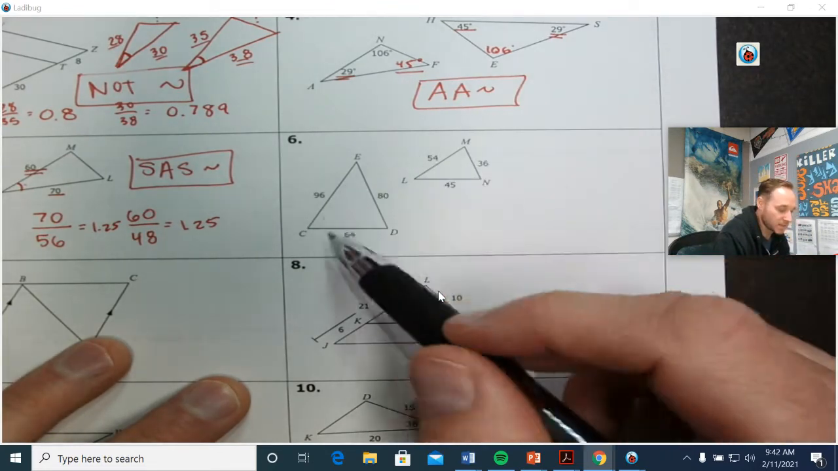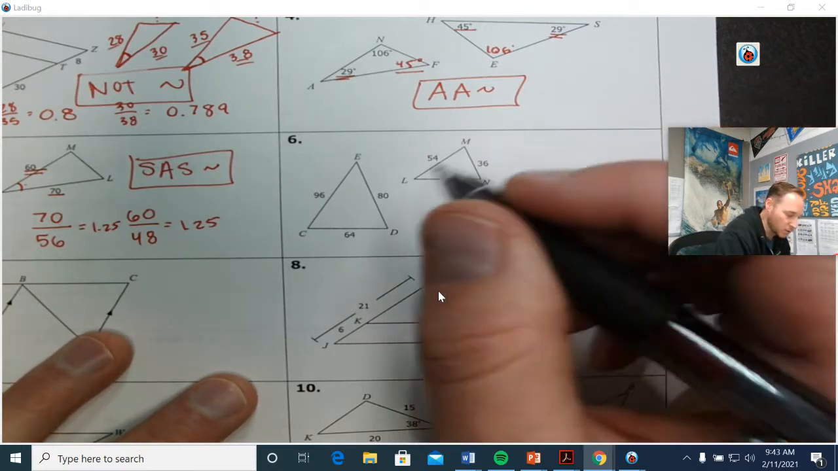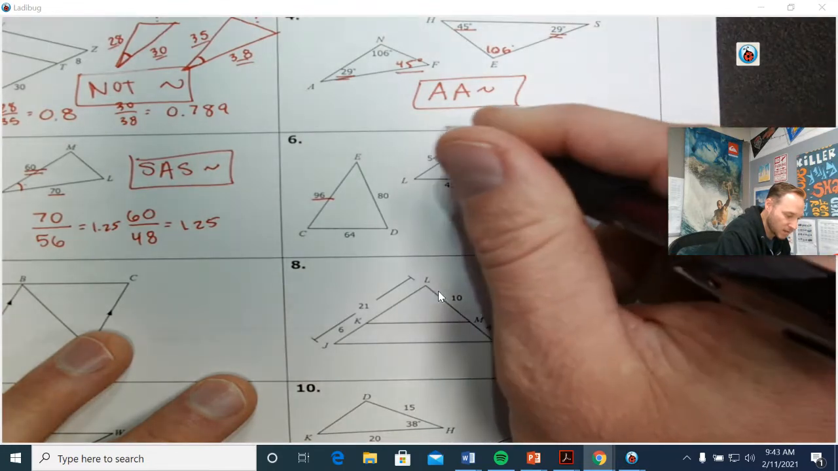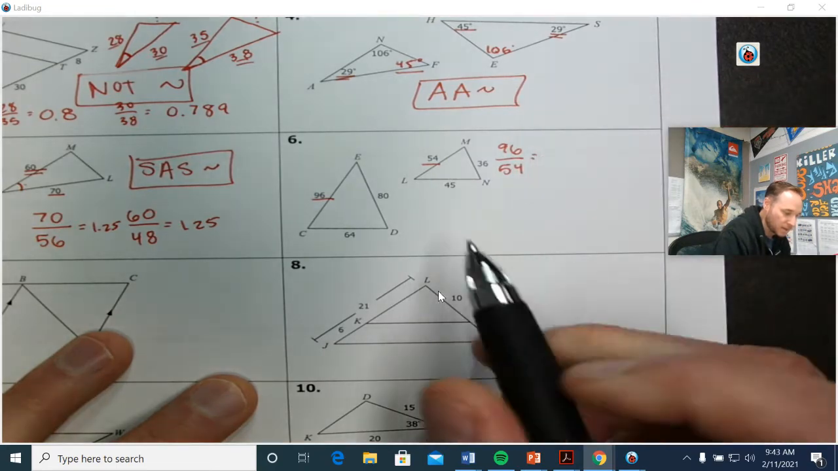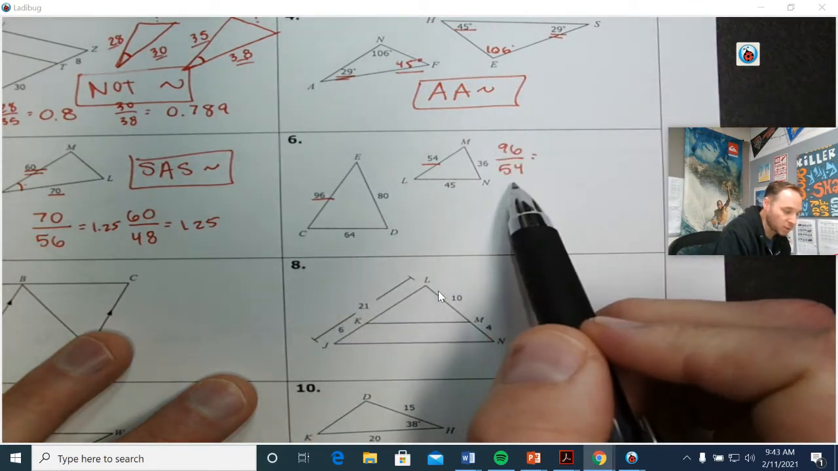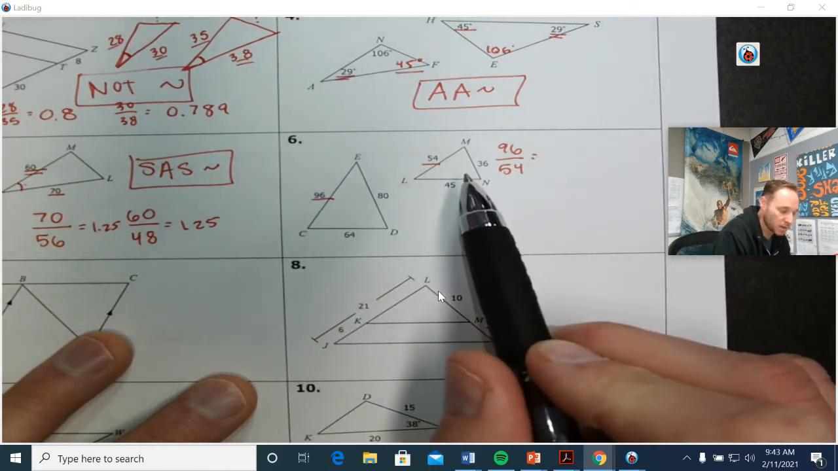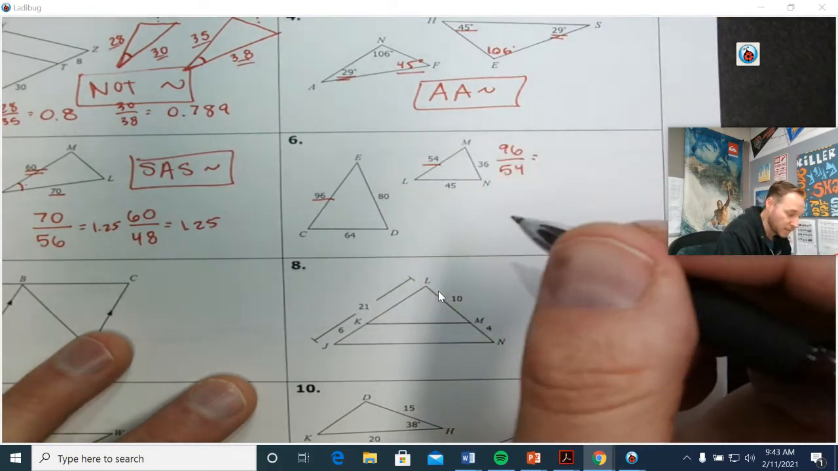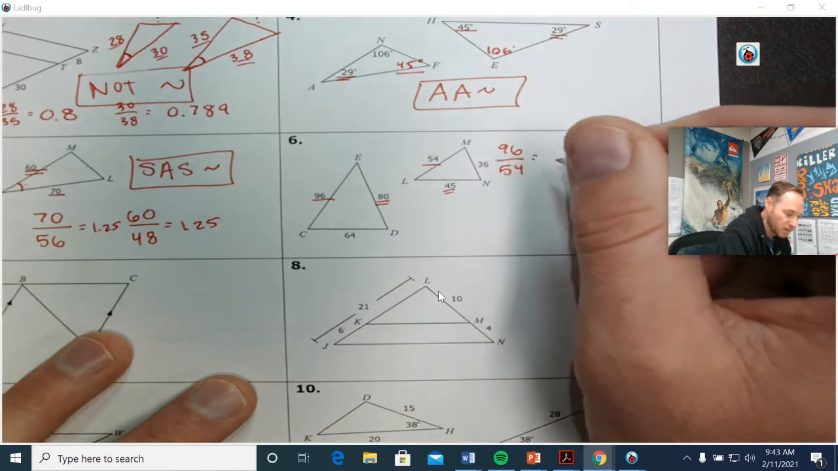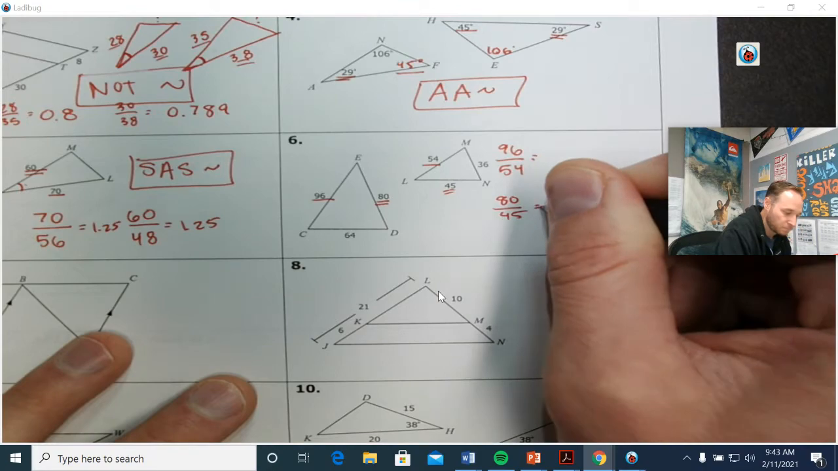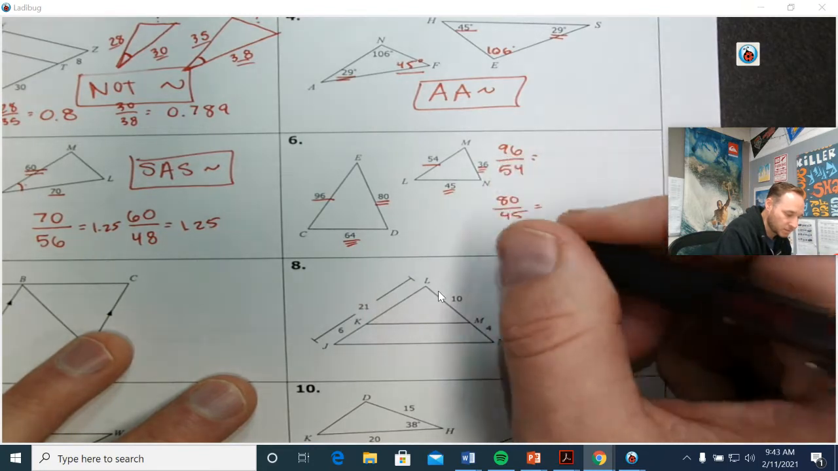Obviously, we're looking at side here. I know because there's no angles available. So let's just start comparing. Let's go largest side here, 96, to the largest side here, 54. So 96 over 54. Now, notice I'm doing the larger triangle over the smaller triangle. As long as we're consistent with all of our ratios, larger triangle over smaller triangle, that will work perfectly fine. Now we just have to match up our sides. Next largest is 80. Next largest is 45. So 80 over 45. And then the last one, 64 over 36.